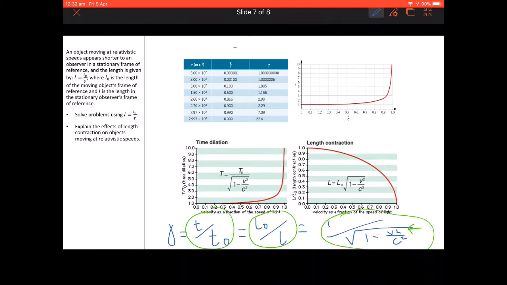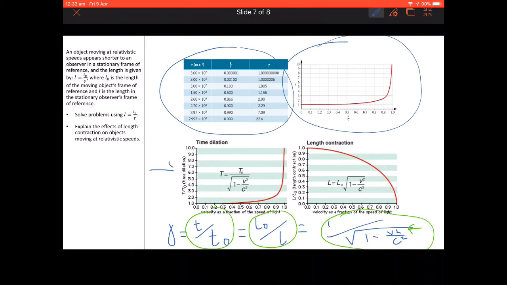Both the table here and the graph here illustrate that the Lorentz factor sharply increases as the ratio of relative velocity to the speed of light increases.